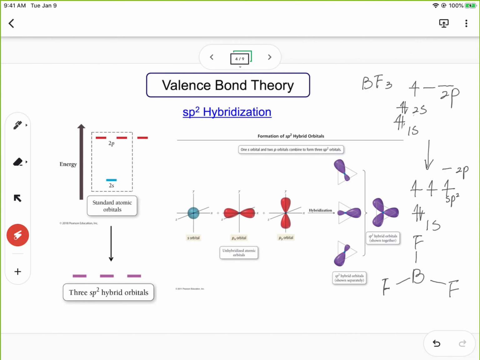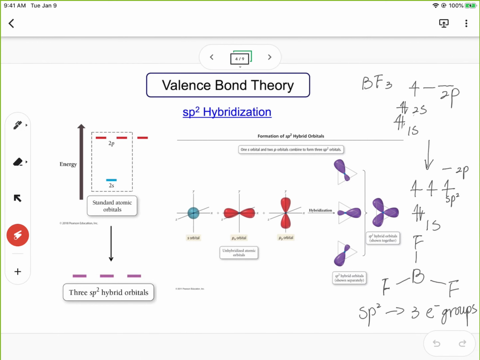This is BF3. Now, like sp3 hybridization corresponds to 4 electron groups, sp2 hybridization corresponds to 3 electron groups. Here in BF3, you have 3 electron groups on the central boron center. That tells us this is going to be sp2 hybridization. So this is the first type of sp2 hybridization, where you have three equivalent single bonds.